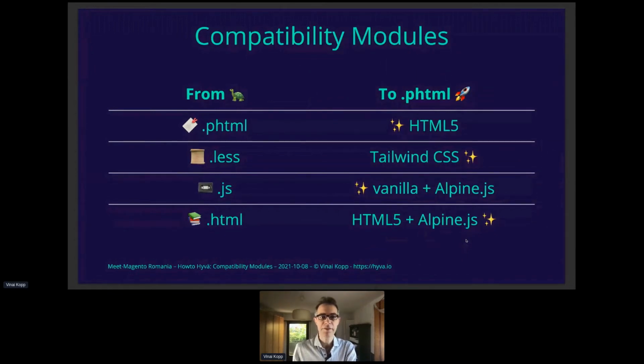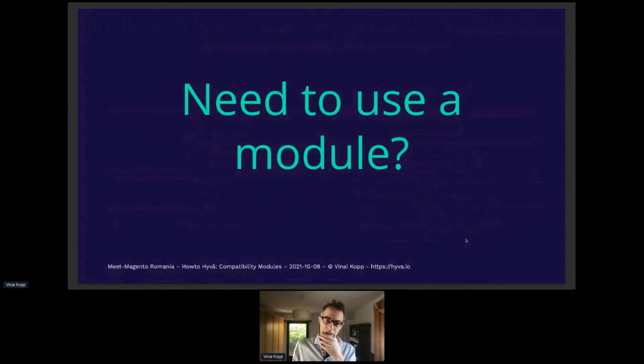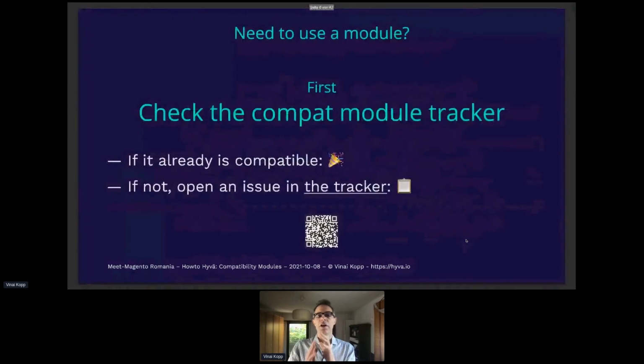All right. So let's have a closer look at the individual parts there. So the steps when building a site and we want to use a module are as follows, right? First of all, check the compatibility module tracker. So it's basically an issue board on our GitLab. And every issue in that project represents a module, right? And a module can be requested, that's just a fresh new issue, or it could be in process, that means it's being developed, or it could be published, which means a compatibility module already exists.